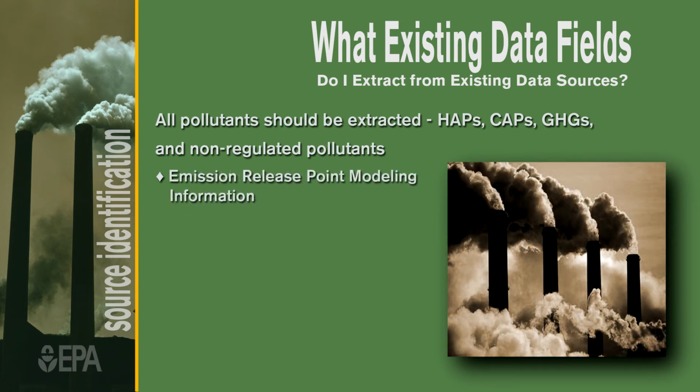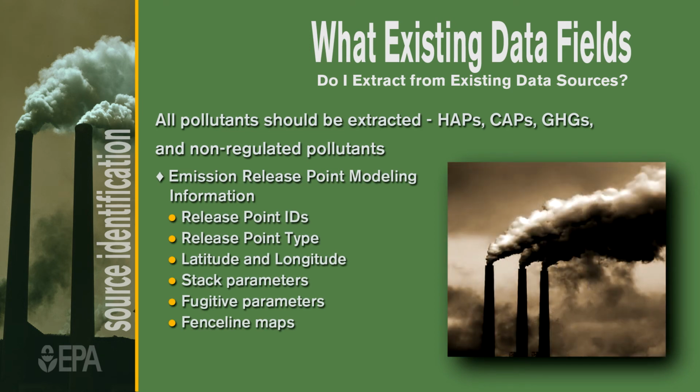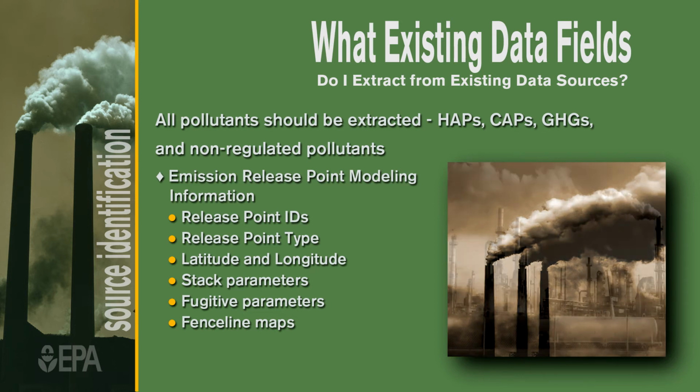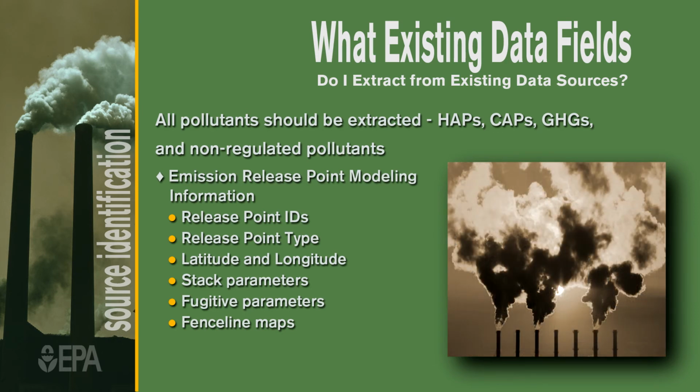Then if we look at the emission release point information, we need the emission release point ID. We need to know the release point type. This is very important in the modeling file. So we want to know if it's a stack release and the type of stack release. It might be a vertical stack, it might be a horizontal stack, it might be a gooseneck stack, or is it a fugitive release? This will determine how it's modeled in the risk assessment.